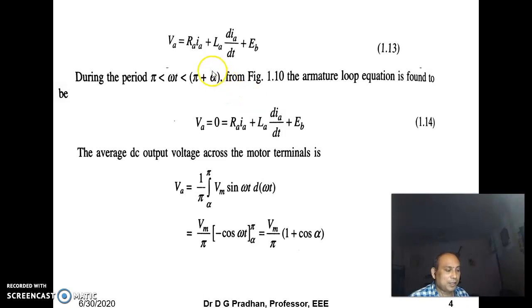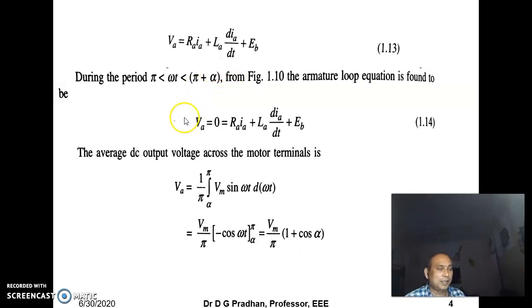During the period alpha to pi, the armature loop equation will be VA equal to IA RA plus LA dIA by dt plus EB. This equation is obtained by applying Kirchhoff's voltage law in the circuit.